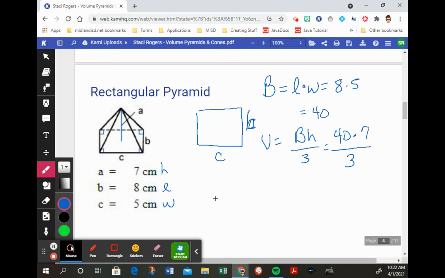I take my calculator. 40 times 7 divided by 3, I get 93.3. So volume is equal to 93.3 cubic centimeters. Okay. Pretty easy, right? Rectangles are pretty easy. Multiply all 3 numbers, then divide by 3.